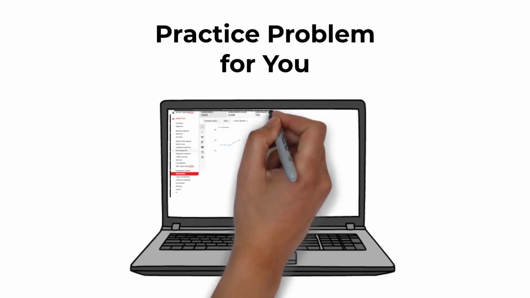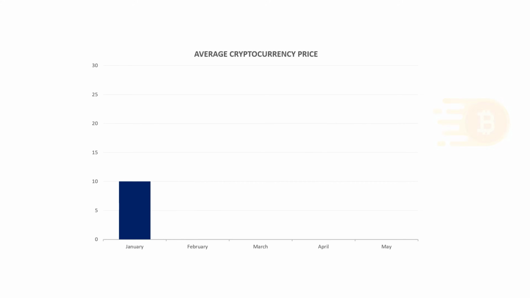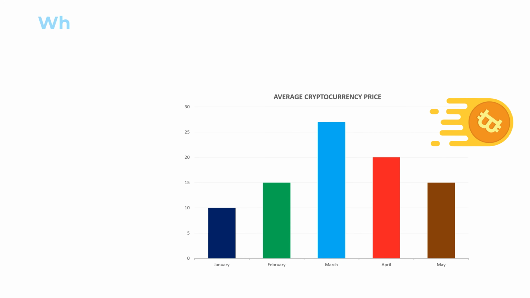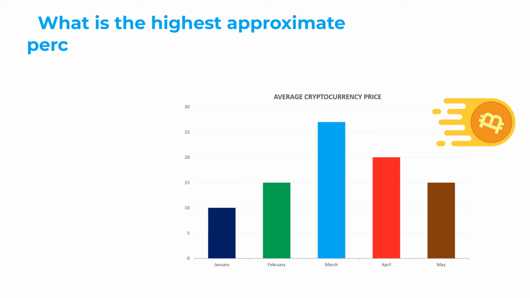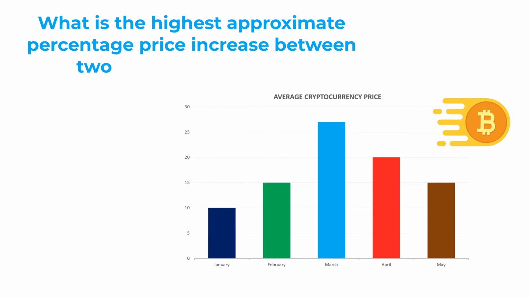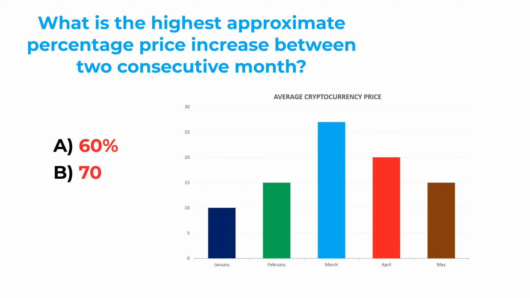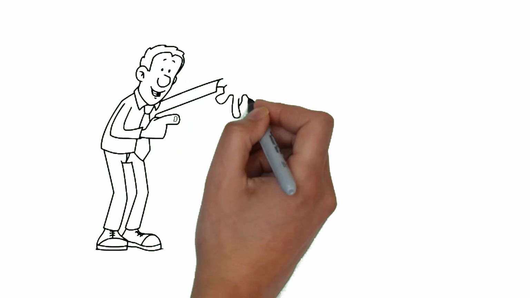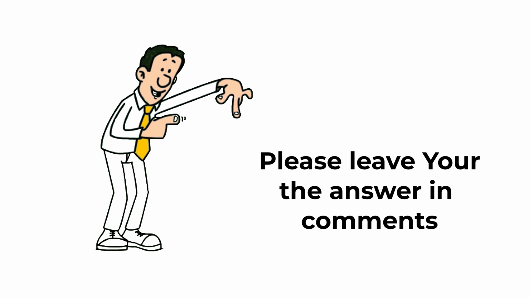And now here's the practice problem for you. You're presented with a chart that shows the average price of cryptocurrency. And this chart shows the average price for each month from January to May. You need to calculate what is the highest approximate percentage price increase between two consecutive months. And you're presented with 4 different choices. Choice A, 60%, choice B, 70%, choice C, 80%, and choice D, 90%. If you know the answer, please make sure to post it in the comment section of this video so I can give you the feedback. Thanks for participating and good luck!